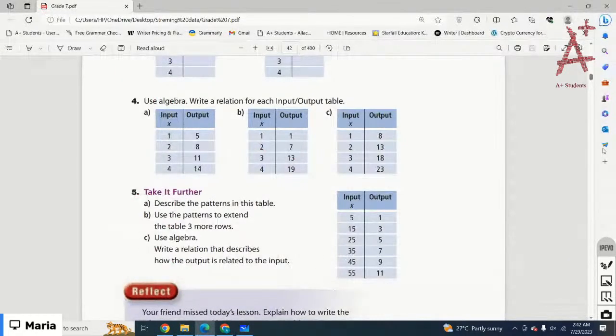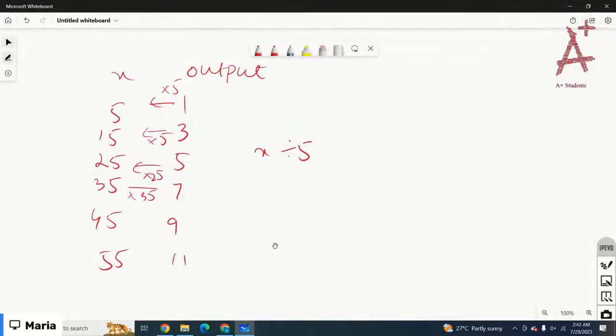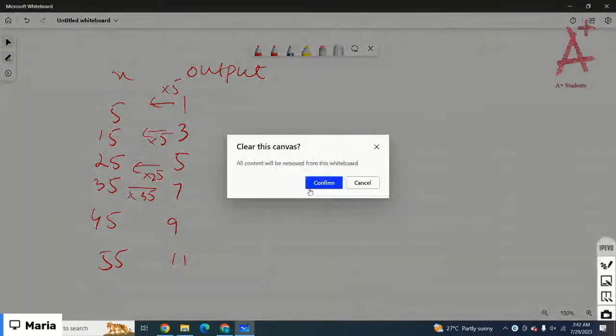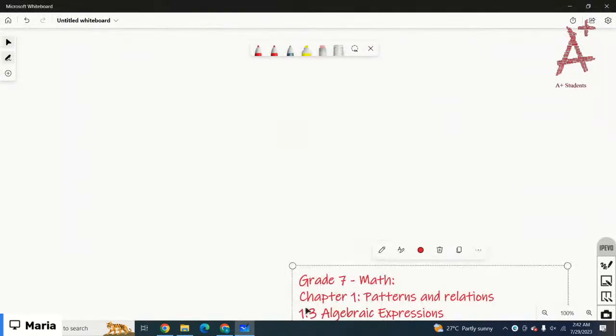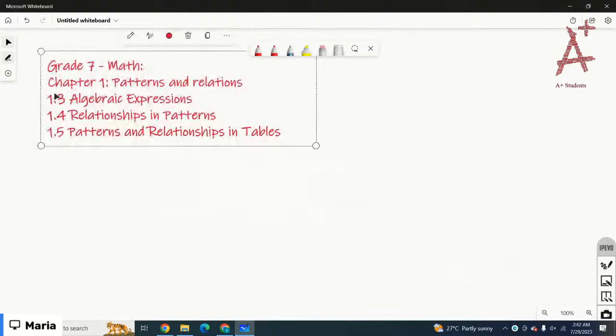Okay, we are done with the lesson. So we are working on grade 7 and we're working on chapter 1, that is patterns and relations. And the lessons we have covered today are 1.3, 1.4, and 1.5. They are algebraic expressions, relationships in patterns, patterns and relationships in tables.